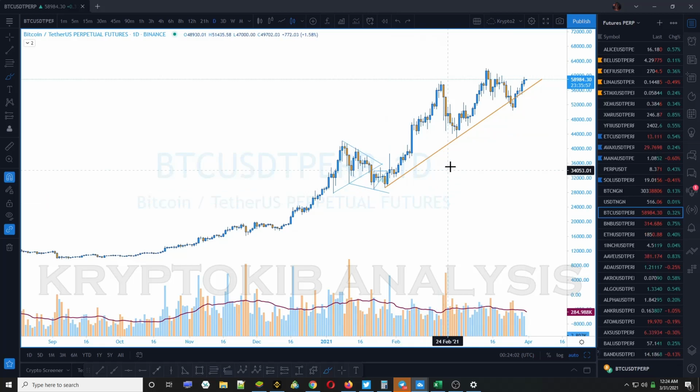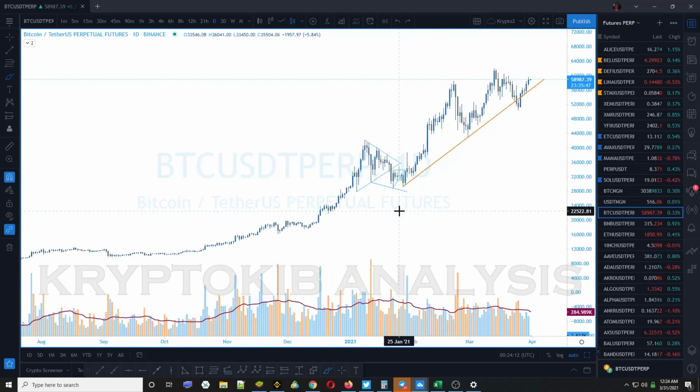So bear in mind the break of structures, the break of trend lines, the break of support or levels. That is very important. Okay, see another thing I've just spotted here.